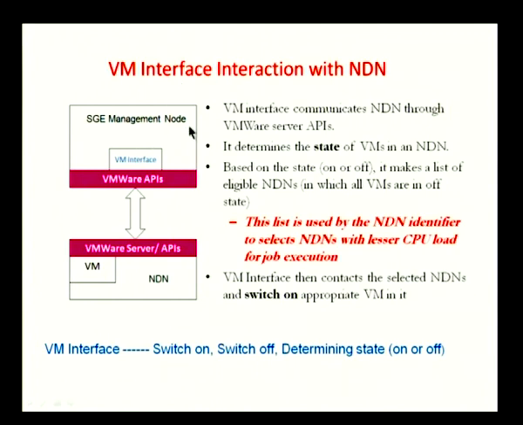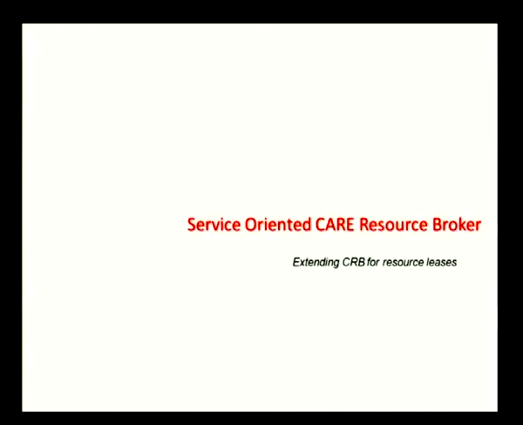So, we use the VMware interface. In the management node as well as the non-dedicated node, we use the VMware APIs for communication, and we were able to identify the appropriate NDN node whenever there is a need for it. That is the research we have done.